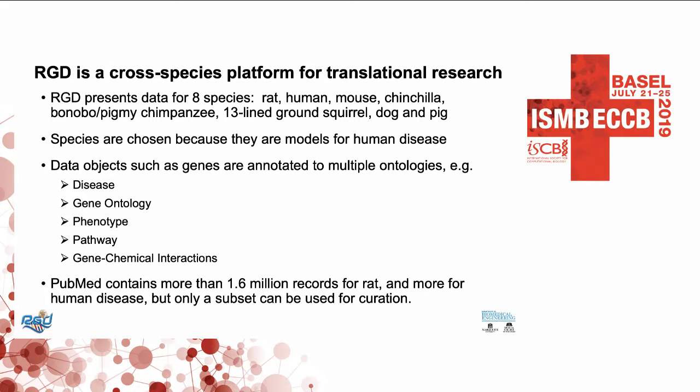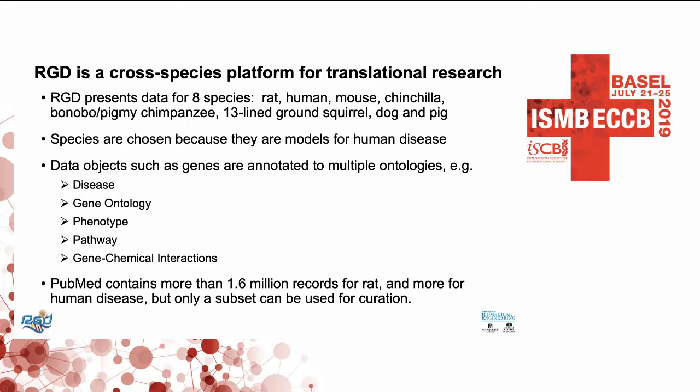RGD presents data for 8 species: rat, human, mouse, chinchilla, bonobo, or big pygmy chimpanzee, 13-line ground squirrel, dog, and pig. And if you'd like to know why those were chosen, you can come talk to me. Species are chosen because they're models for human disease, and data objects such as genes are annotated to multiple ontologies. In the case of genes, they are annotated to disease, gene ontology, phenotype, pathway, and gene-chemical interactions.